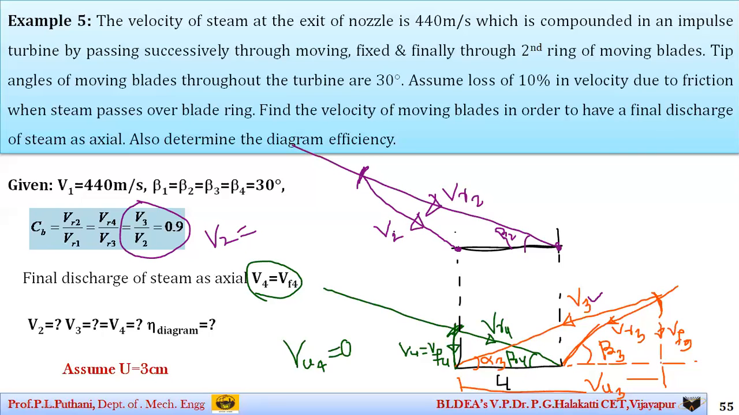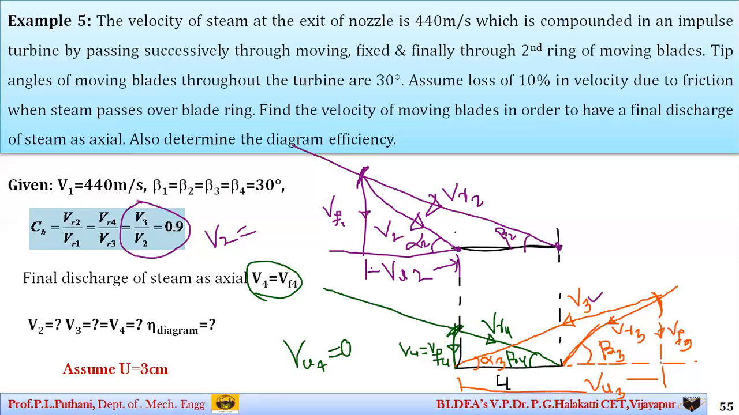Measure both the values. V2 value we have got from this equation. Now measure the value of VR2. Similarly, extend to the other side. Measure the value of alpha 2. This is the value of VF2. This is the value of VU2 up till here.